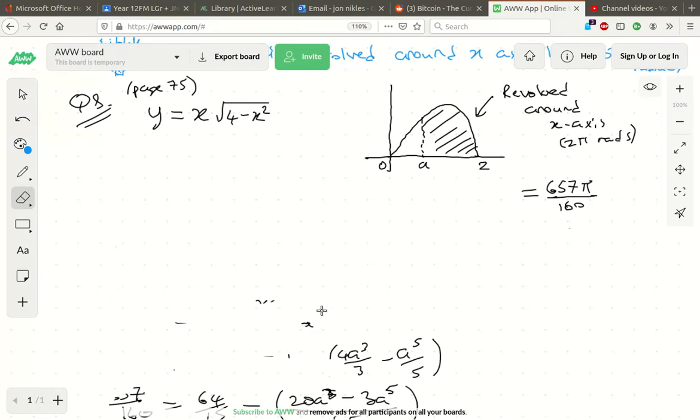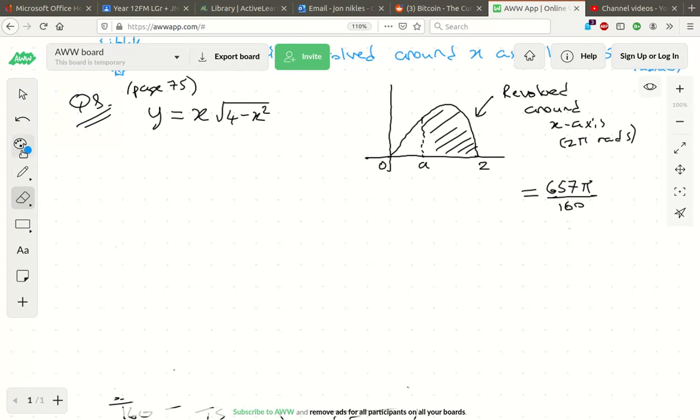So we're going to need to use a formula here. The formula is V equals pi y squared dx. You always need a volume of revolution formula in a question on volume of revolution. So I'm going to write that down first. V equals pi integral of y squared dx. Now your limits should be the limits for where you're revolving around on the x-axis.